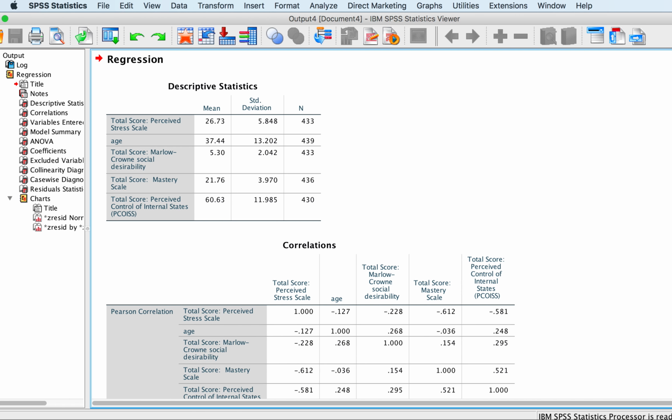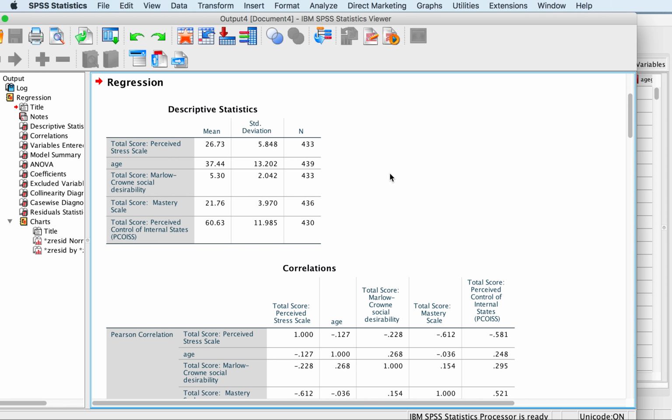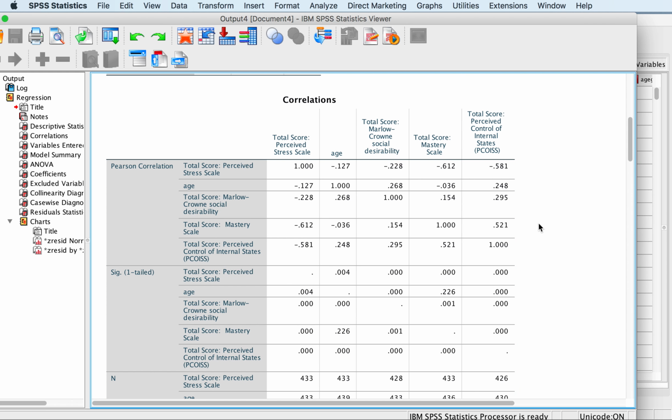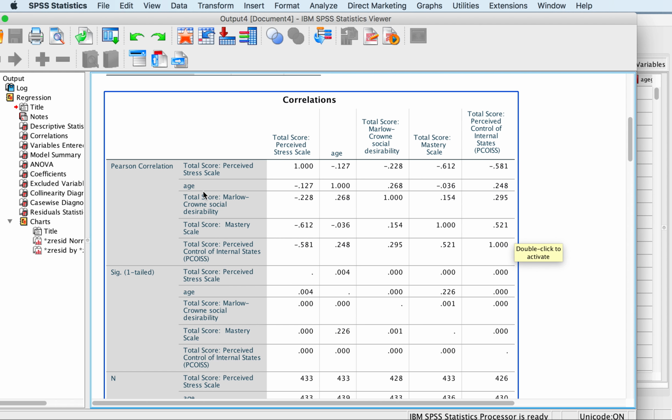You're going to notice there's a change to our output because we have four predictors rather than two. The first thing we notice right away is we get the mean age as well as the scores on the social desirability scale. Here are our correlations. Now we have correlations across all the variables: 1, 2, 3, 4, 5, including the dependent variable y, which is perceived stress. That always comes first.